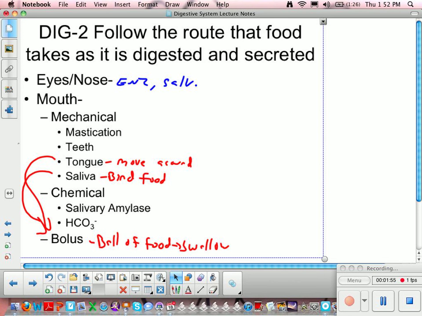Chemically, we have the salivary amylase, which we've already talked about, which helps us digest carbohydrates. And then sodium bicarbonate. Remember, the sodium bicarbonate helps reduce acid, because we don't want to have too much acid on our teeth.